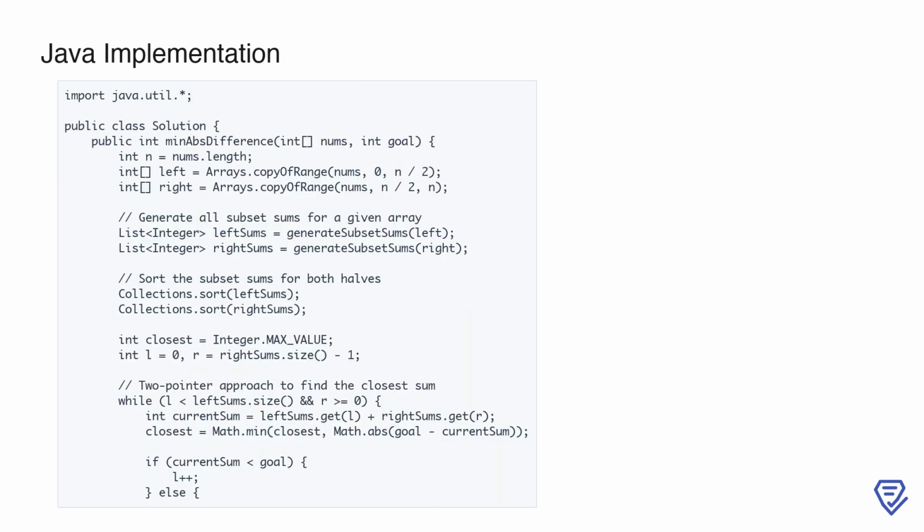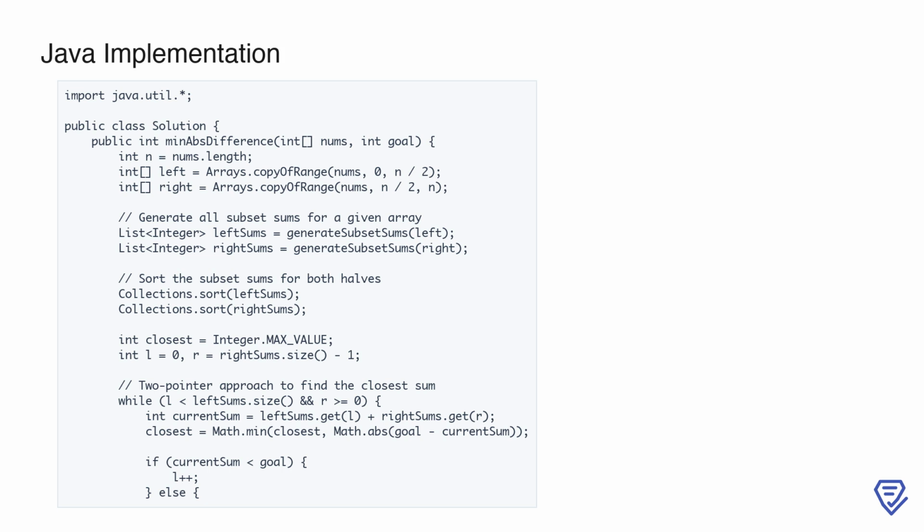Here, we begin by importing the necessary libraries and defining our solution class. The main method, minAbsDifference, receives an array of integers, nums, and a target value, goal. The first step is to split the input array into two halves, left and right. This is done using the Arrays.copyOfRange method, which ensures that we can process smaller portions of the array independently.